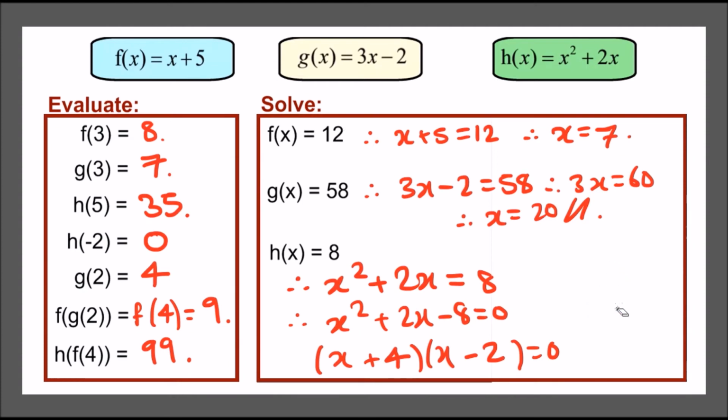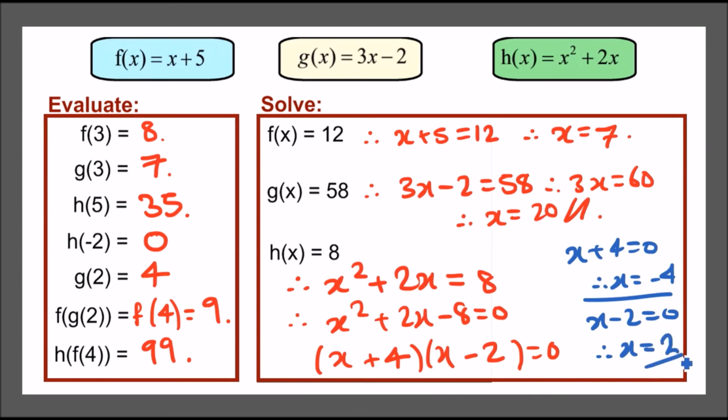So now let's have a look at the final bit. This means that the values are, x plus 4 equals 0, therefore x equals negative 4. And the second solution would be x minus 2 equals 0, therefore x equals positive 2.